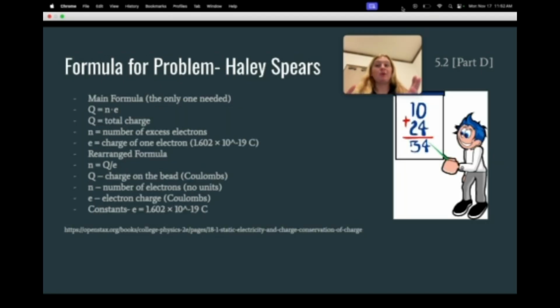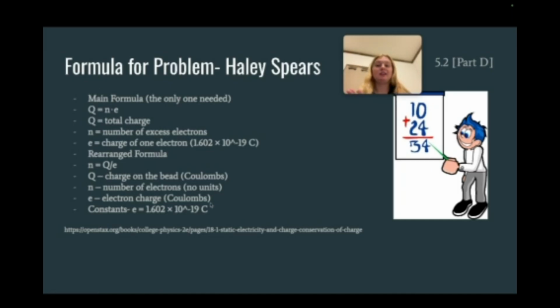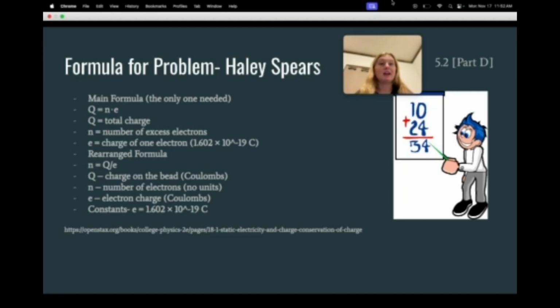And so that brings me to my formula for my problem. Here I have everything that needs to go with my formula. So for my main formula, I have Q equals N times e. And then Q itself stands for the charge on the bead, N stands for the number of electrons, and e stands for electron charge. And then the constants are shown here. It is e equals 1.602 times 10 to the negative 19th power. And so to solve this problem, you would need to rearrange the formula to Q divided by e, which then equals N, the number of electrons.